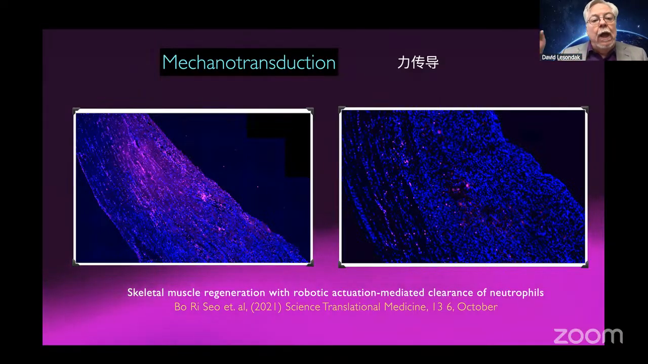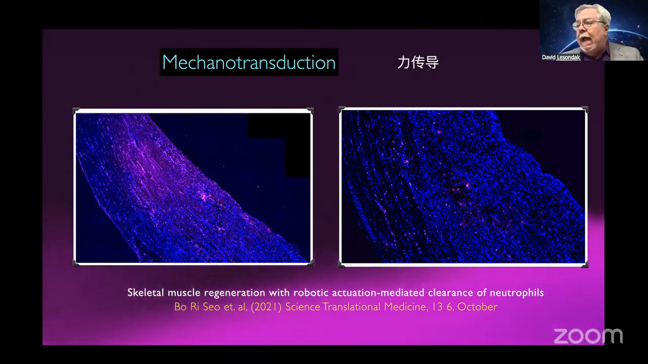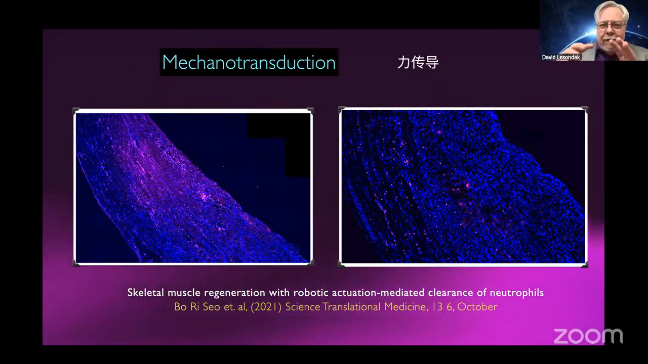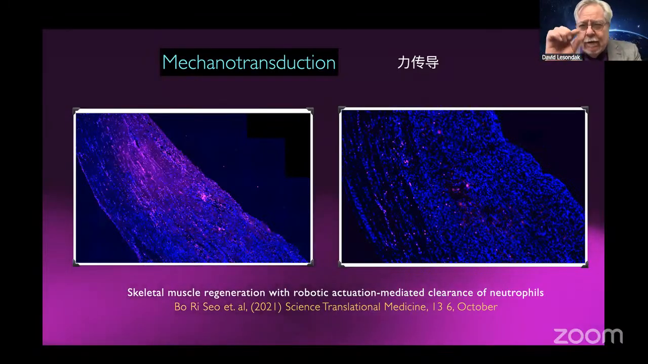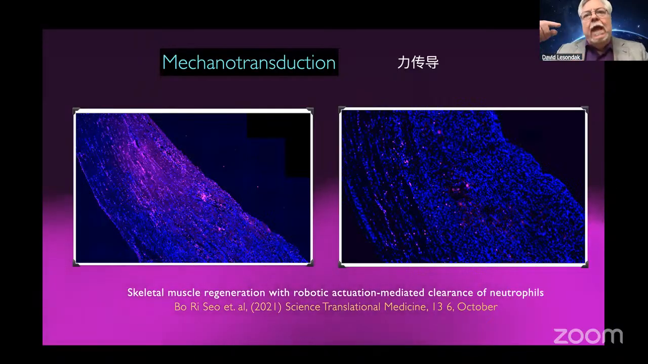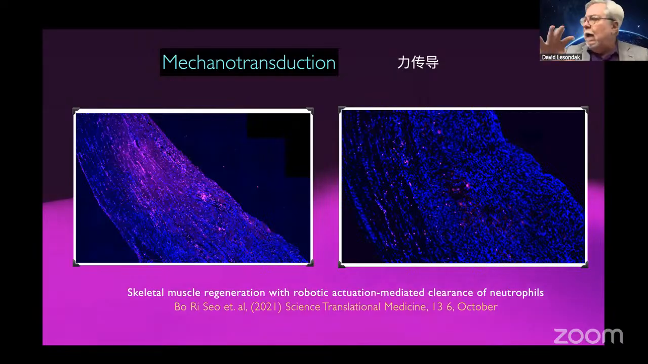Bo-ri Seo, she's Korean. She worked with the robotics department that's in the lab and the materials place that's in the lab, and she created a tiny little robot with a tiny little rubber tip that would go boom, boom, boom, and it would give the same amount of pressure in the same area consistently, however long they wanted to do it.